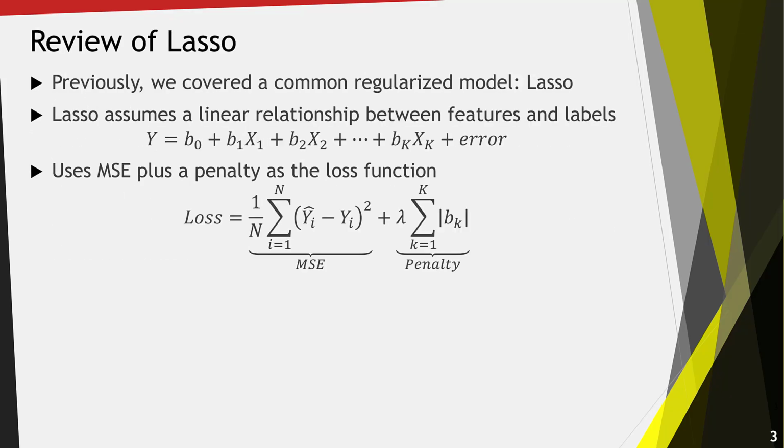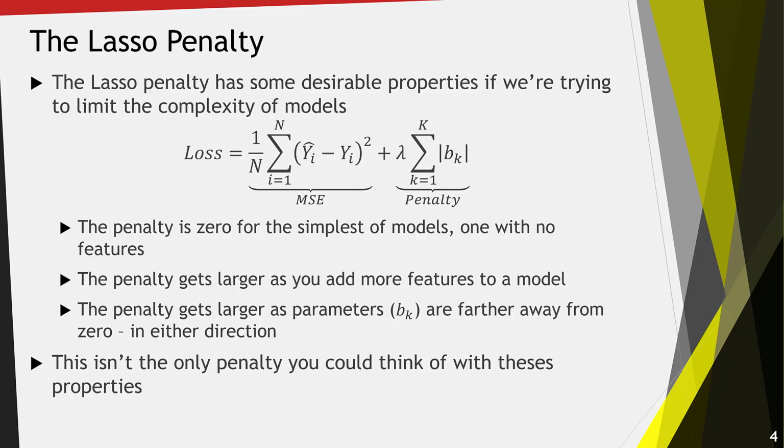Thus far, we've covered one regularized model, Lasso. Remember, Lasso assumes a linear relationship between the features and labels, just like OLS, but includes a penalty in the loss function, which is the regularization parameter lambda times the sum of the absolute value of every parameter in the model. This has some desirable properties for regularization.